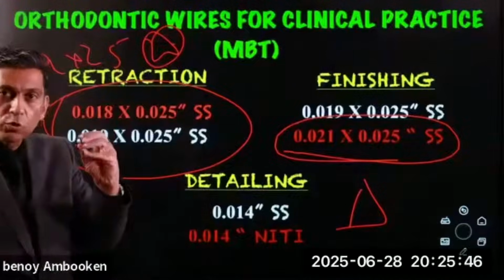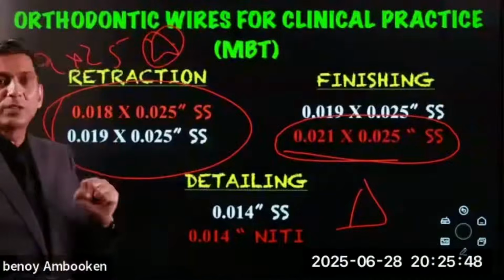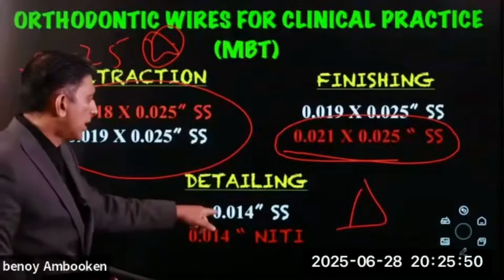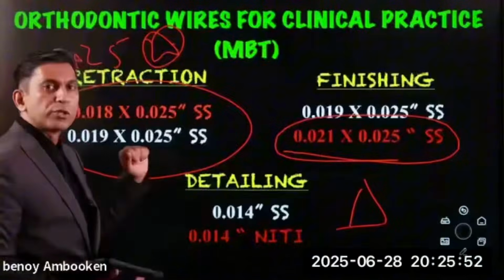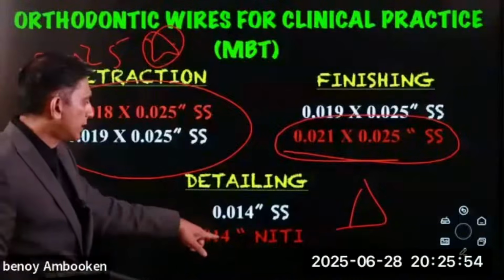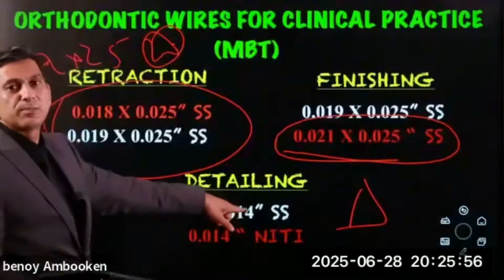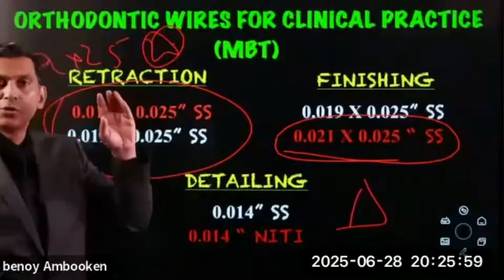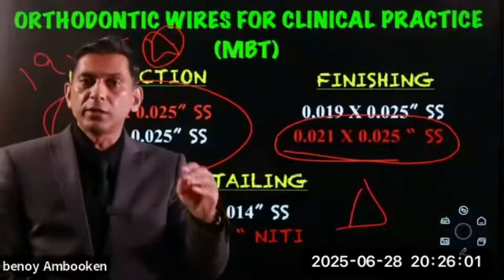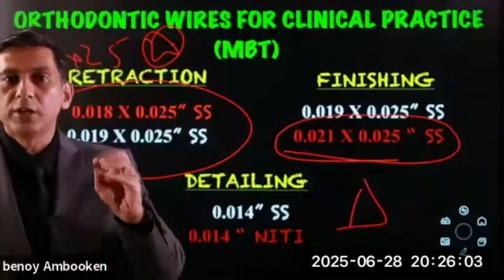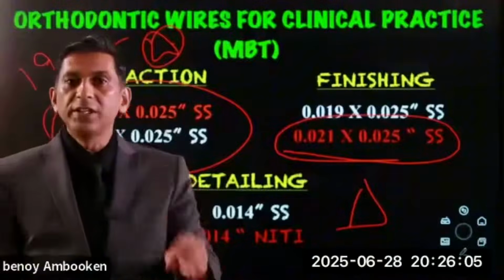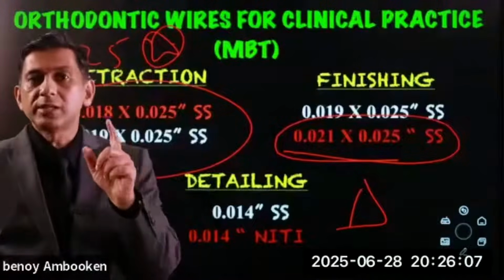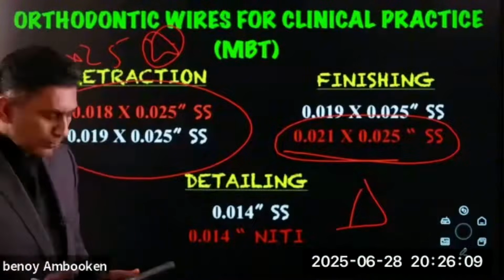And if I have any occlusal problem, if I want to settle or detail the occlusion with settling elastic, I usually place it on 014 stainless steel or 014 nickel titanium wire. 014 stainless is better. So remember, you should be perfect in your aligning wire, perfect in your leveling wire, retraction, finishing, detailing. Only then you are getting a stable orthodontic result.